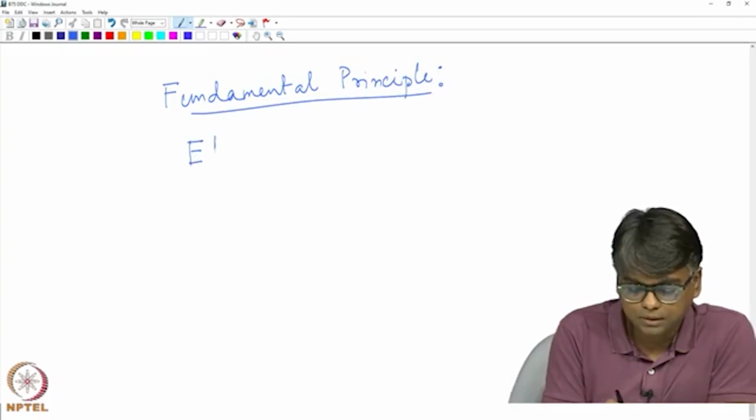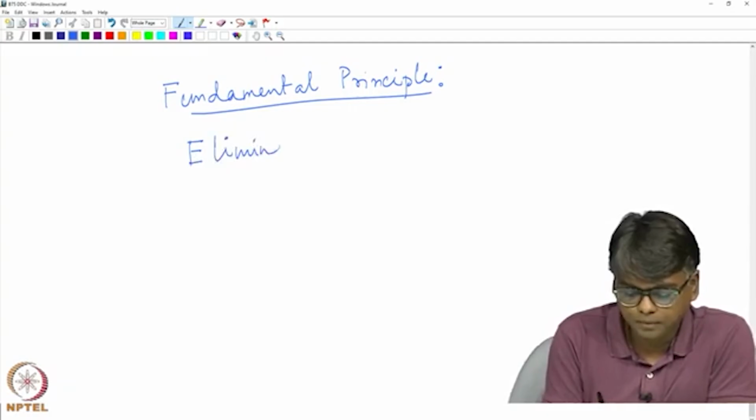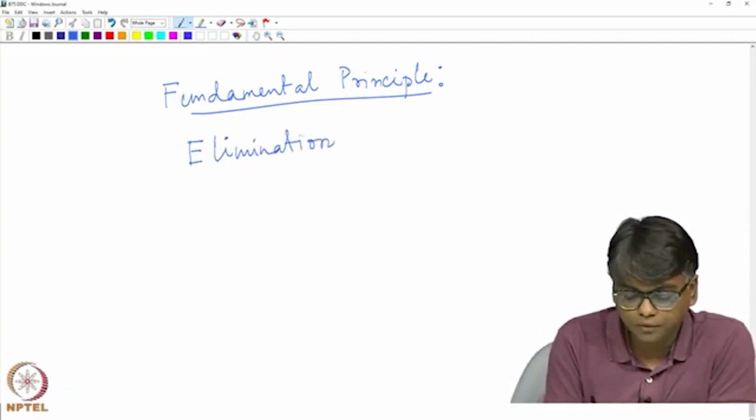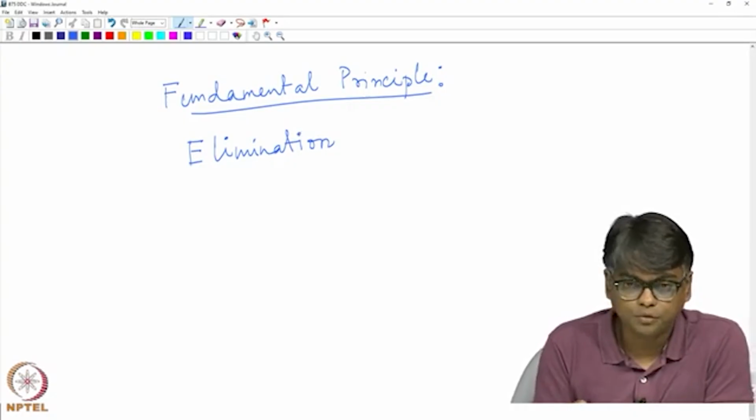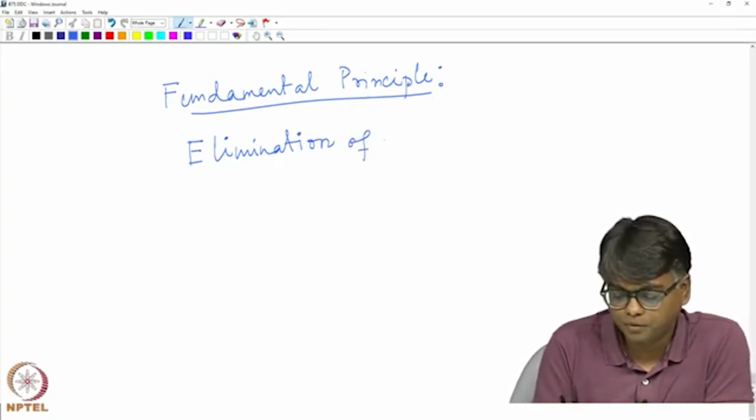In the last lecture we established this idea of the fundamental principle, and then we used the fundamental principle to carry out this extremely important task that we are often required to do, which is the so-called elimination of variables.